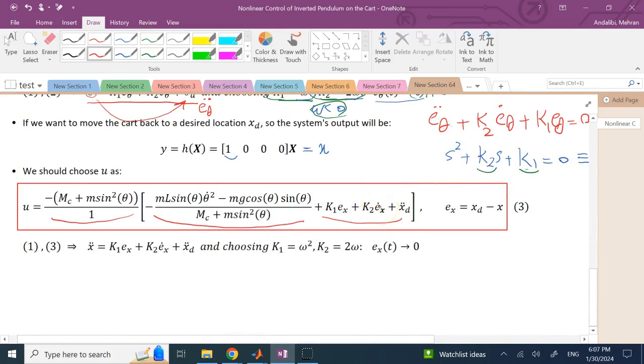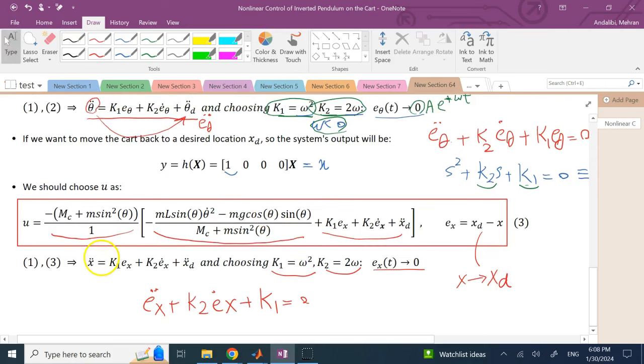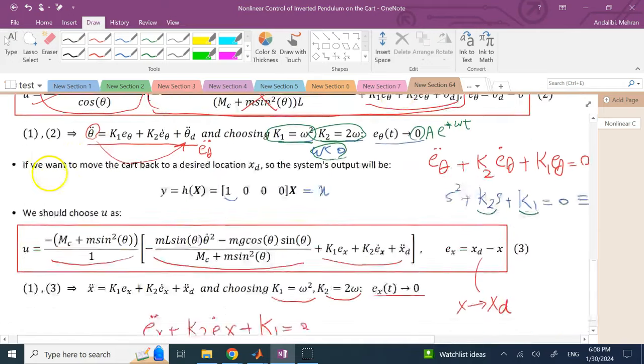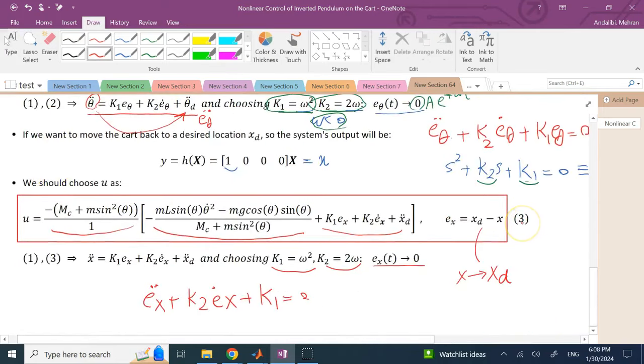And again, that will lead to, in this case, e x double dot plus k2 e x dot plus k1 e x equals 0. And again, if you select k1 and k2 like I told you before, your e of x will definitely converge to 0, which means your x will converge to x desired. So you either use equation 2 for control if you want to control the angle, or you choose equation 3 if you want to control the position of the cart.